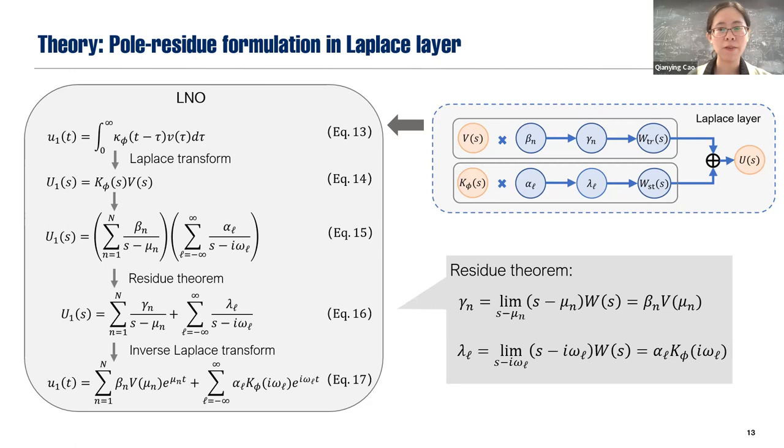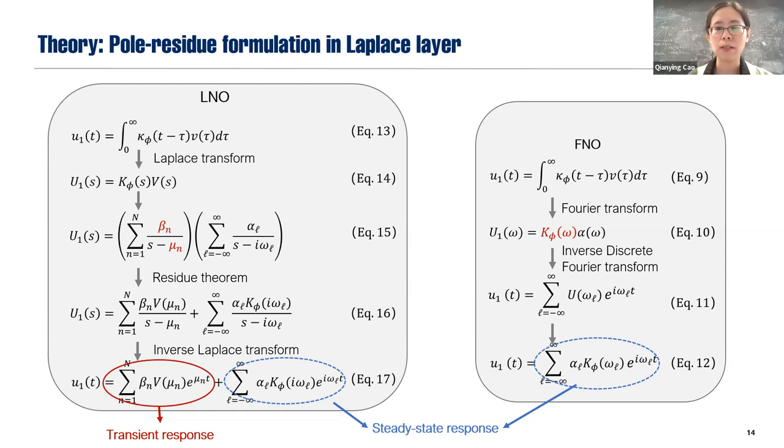Finally, by performing the inverse Laplace transform, the output in the time domain is obtained, as shown in equation 17. In equation 17, the second term of LNO is the steady state response, which corresponds to the overall result in FNO. Additionally, LNO includes an extra term dedicated to the transient response generated by the zero initial conditions. This is the reason why LNO can capture the transient response caused by the zero initial condition.